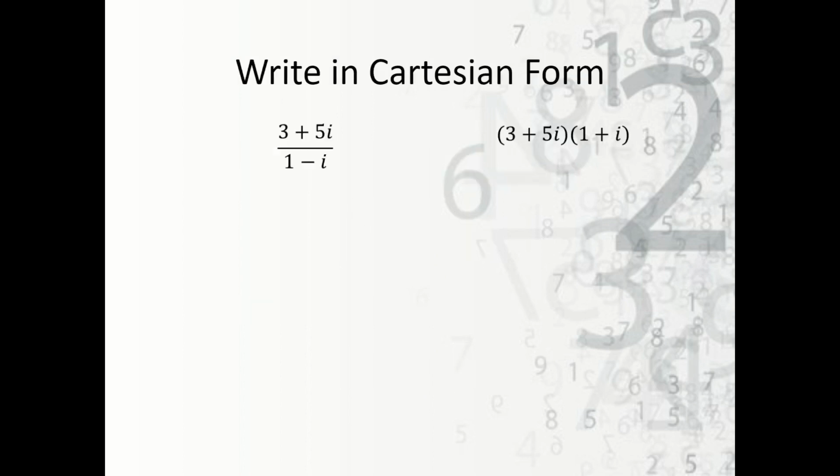Now how do we write these numbers in Cartesian form? Well, we have here (3 plus 5i) over (1 minus i). In order for it to be in Cartesian form, the denominator can't exist. We need to get rid of that denominator. So in order to do that, we're going to multiply by the conjugate. If we multiply both the top and the bottom by the conjugate, we end up with (3 plus 5i) times (1 plus i), and then (1 minus i) times (1 plus i).